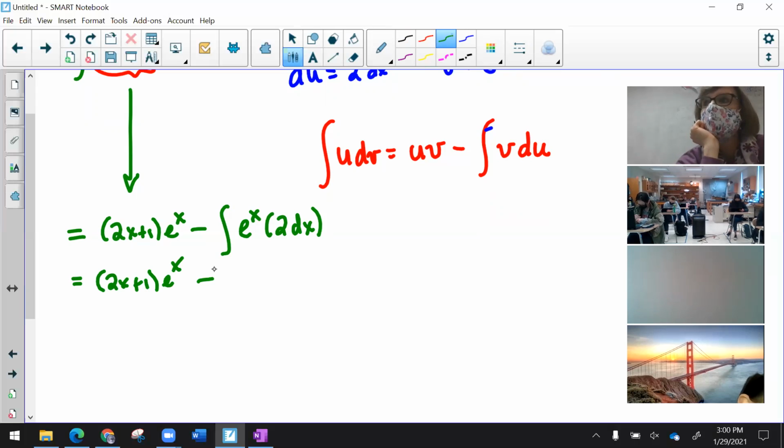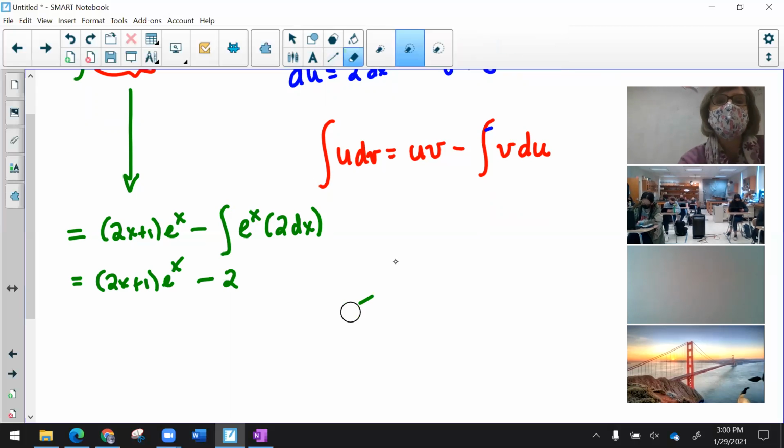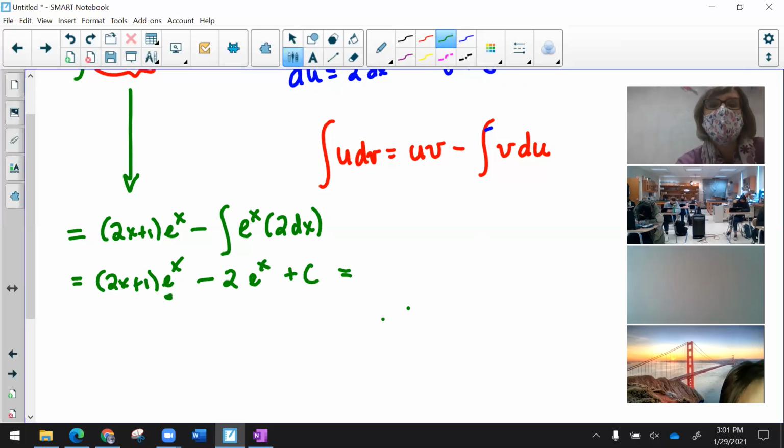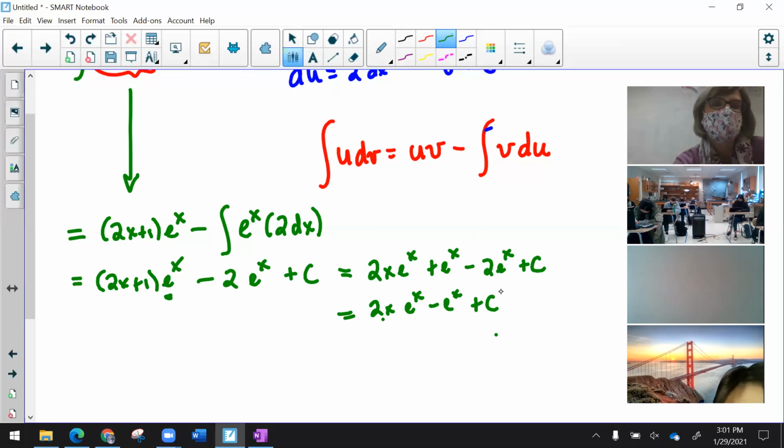I've come to an integral. I'm going to pull this 2 out. Do I know what the antiderivative of e to the x dx is? Yeah, what is it? It's just e to the x plus c. I can do a little simplifying here. I can distribute this e to the x. So that gives me 2x e to the x plus e to the x minus 2 e to the x plus c, or 2x e to the x minus e to the x plus c.